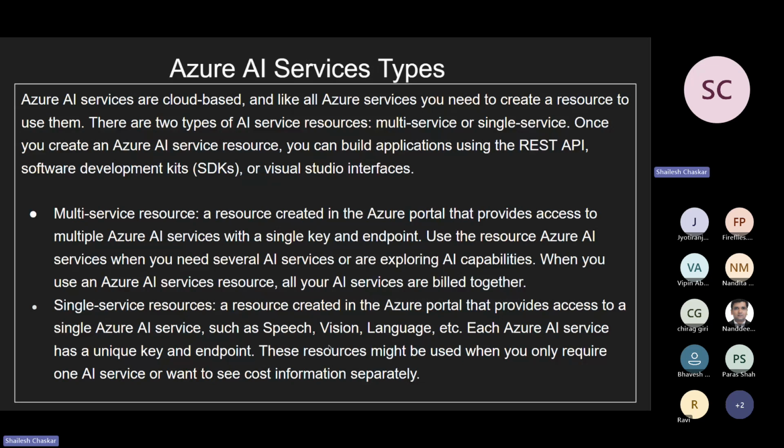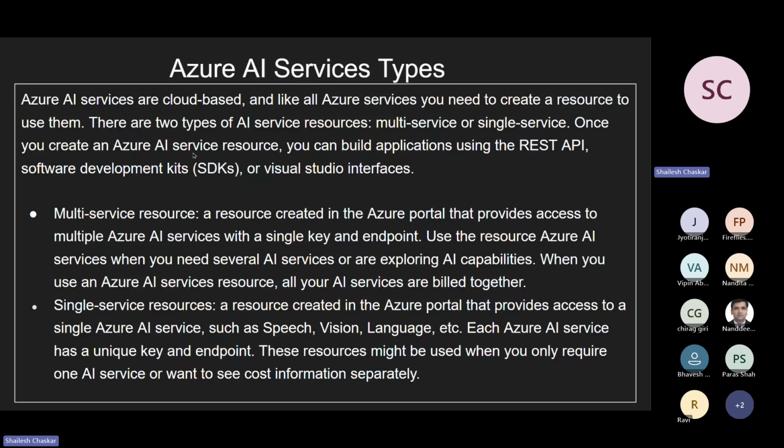Thanks a lot. So service types, right? Again, there are different kinds of services for everything that we use in cloud, whether it is a database service, a container service, or different kinds of services that you use for integrated platforms also, right? So in AI also, AI services are cloud based as we discussed, and like all Azure services, you need to create a resource to use them. It's just an interface or pointer for you. There are two types of AI services resources that can be created: multi-service or single service.